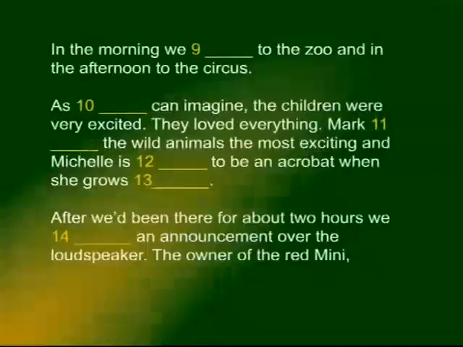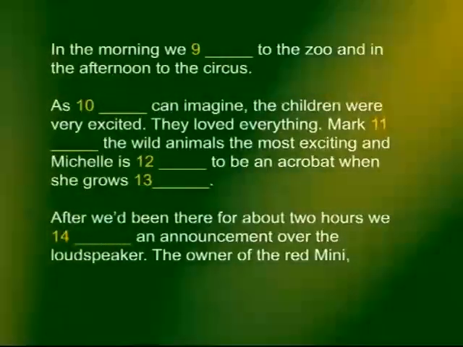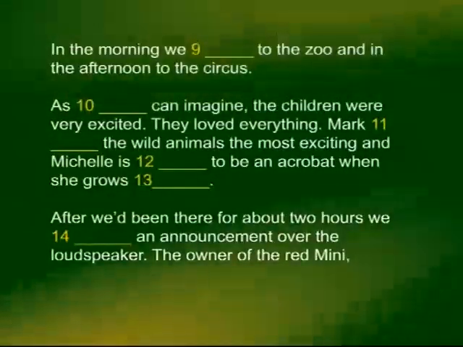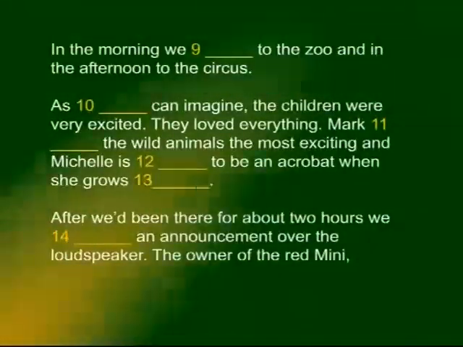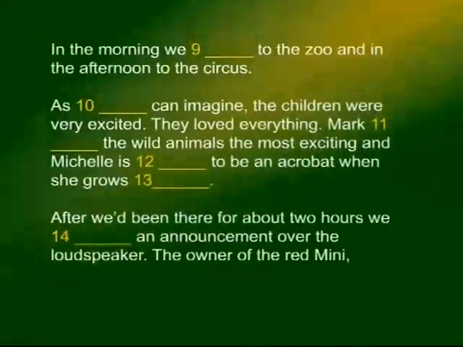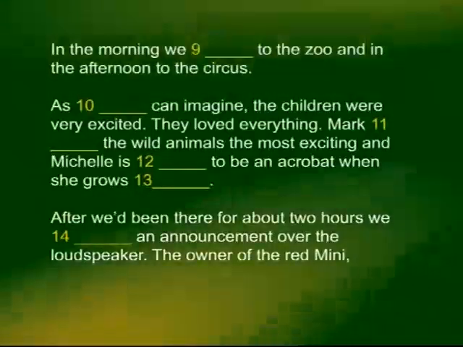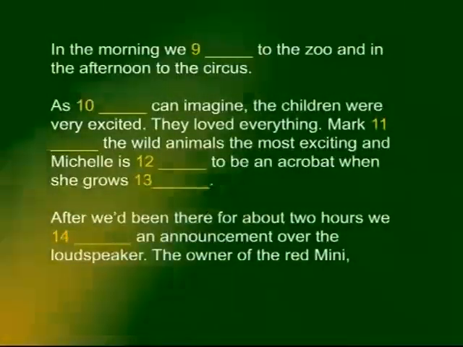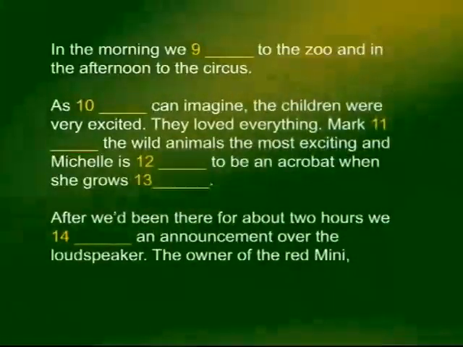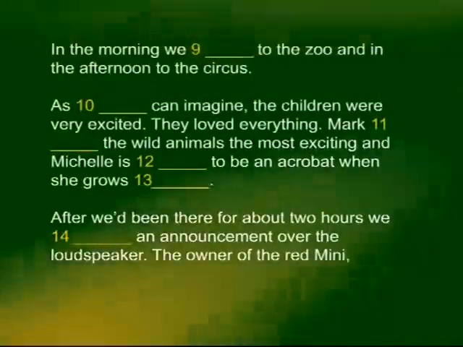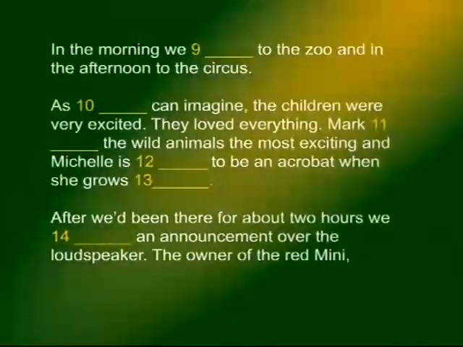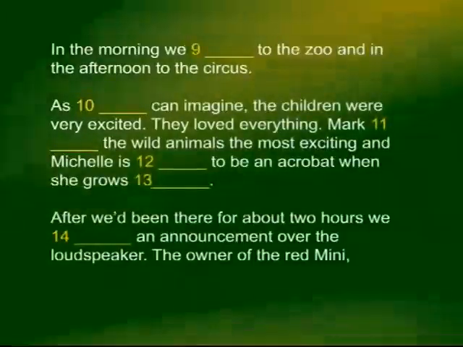And Michelle is going to be an acrobat when she grows up. So it is something about the future. The children are so excited going to the circus that the girl wants to be an acrobat when she grows up. So you will have the words found and going. Gap number 12 will be filled with the word going.